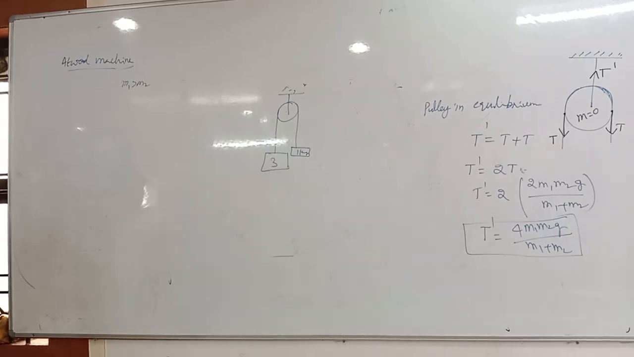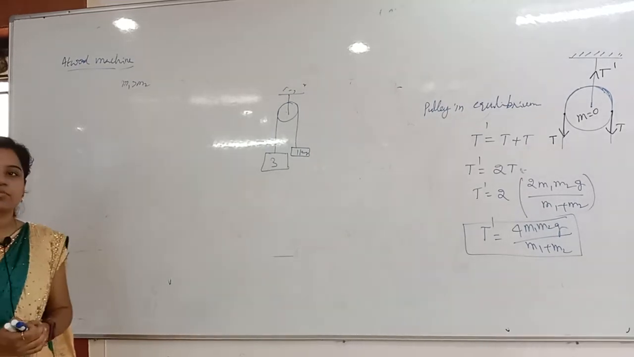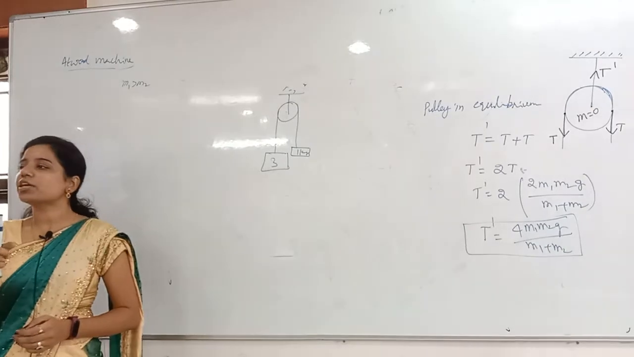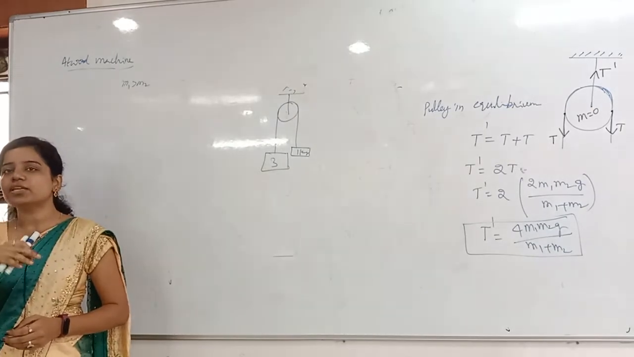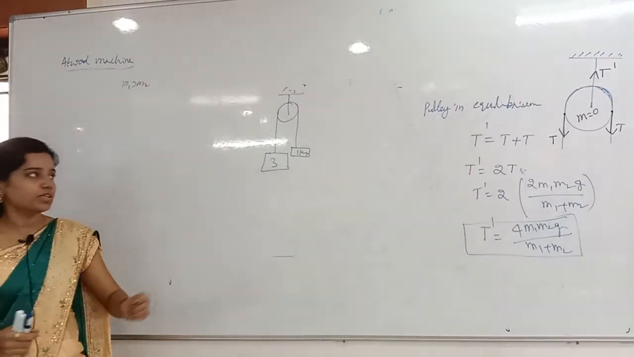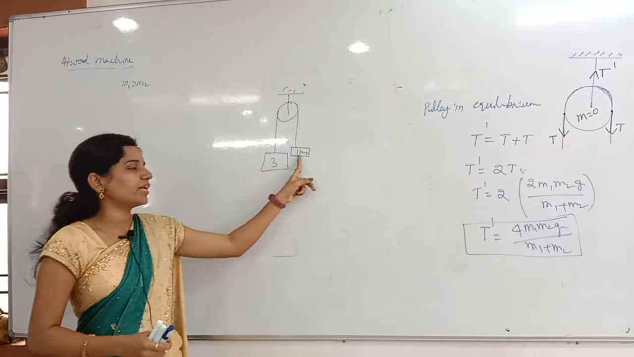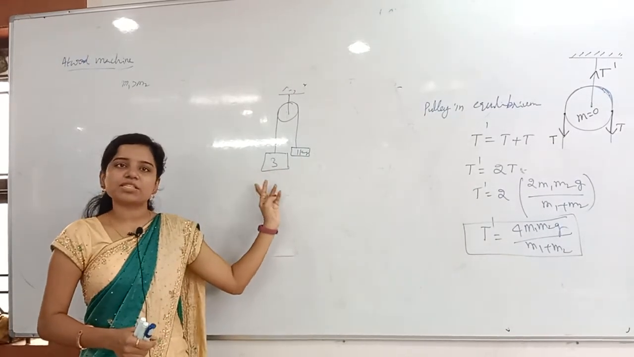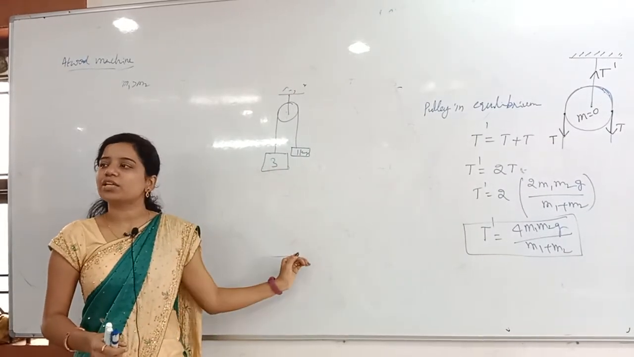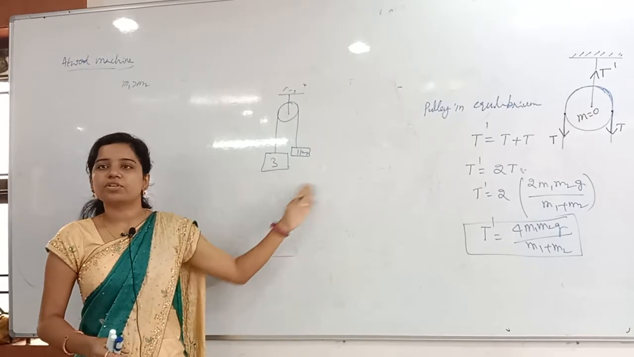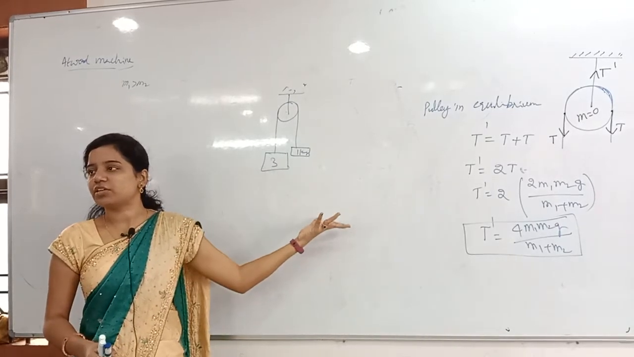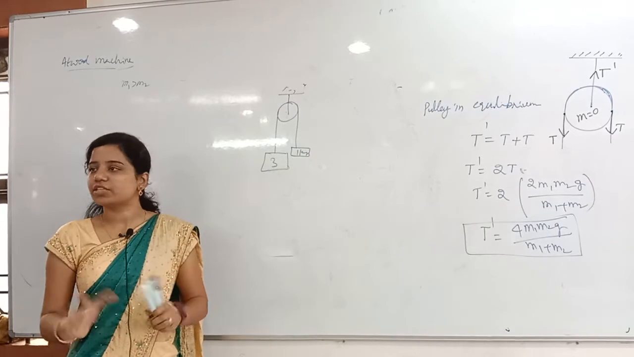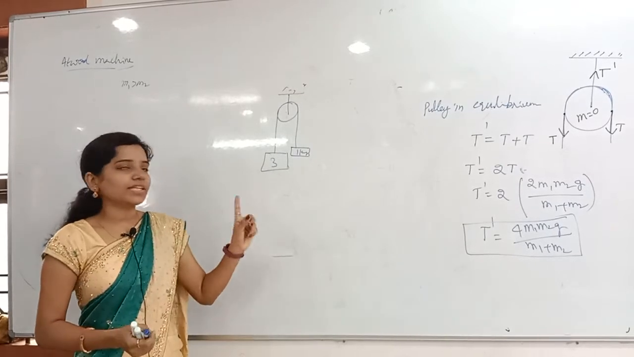That's done. See that, what is the acceleration formula? Difference of the masses by sum of the masses into g. What's the difference of the masses here? 3 minus 1, 2. 2 divided by the sum of the masses, 4. 2 by 4 is how much? 0.5 into g. The g value is how much? 10. So the acceleration is how much? 5. That's it, finished.